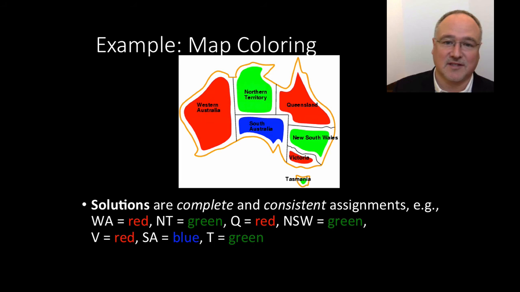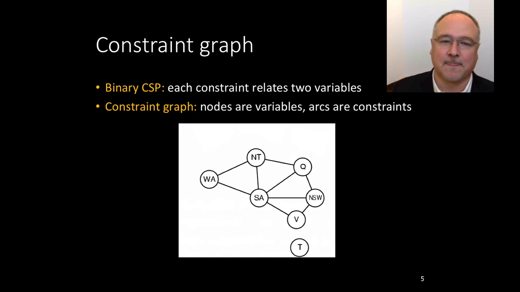Western Australia is a different color from Northern Territory, and so on all the way around. You can see South Australia there is our only blue state, and it constrains all those other values. We can't have another blue state except possibly Tasmania as we get off the continent there, the main continent.